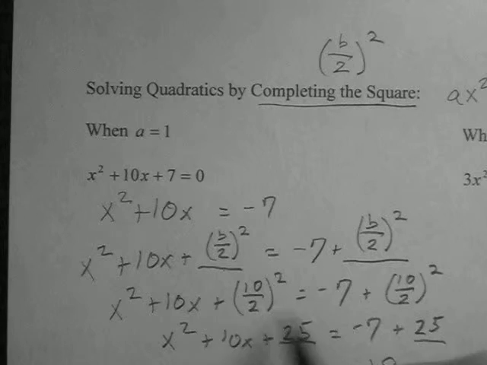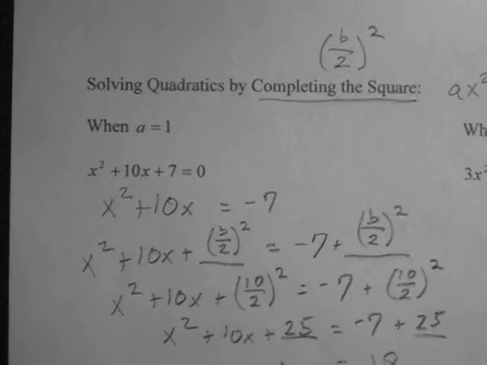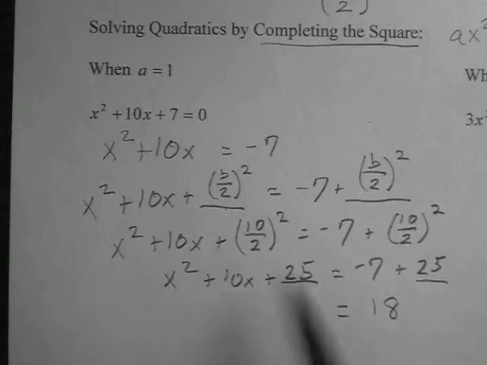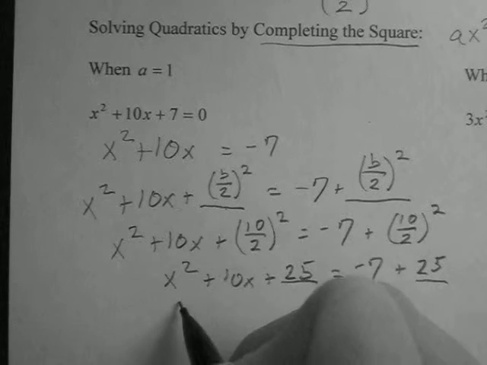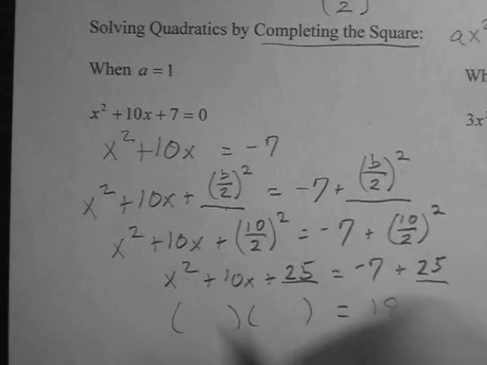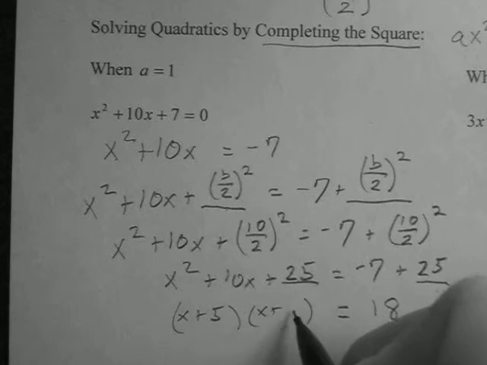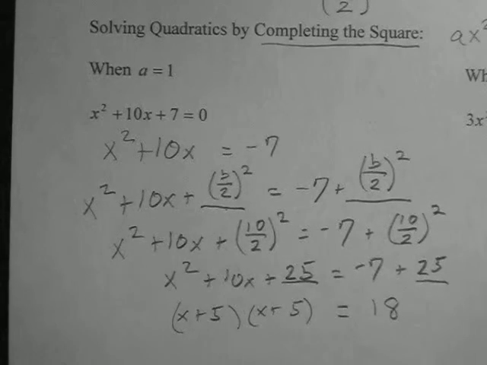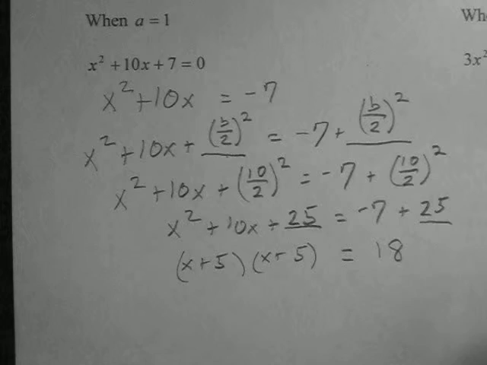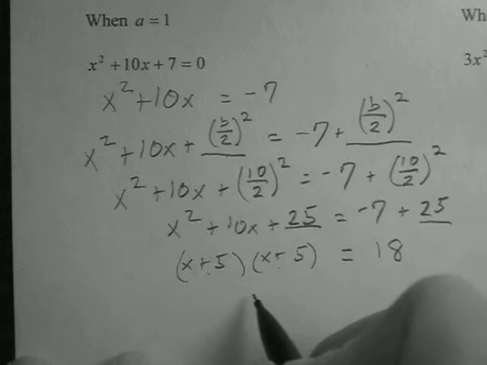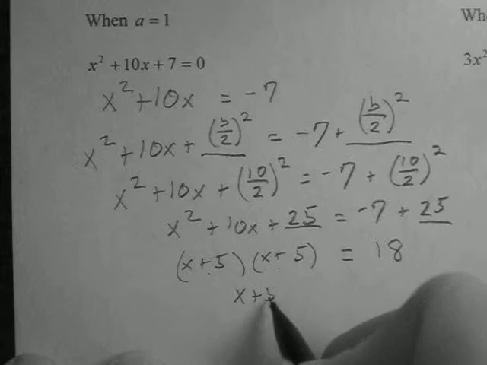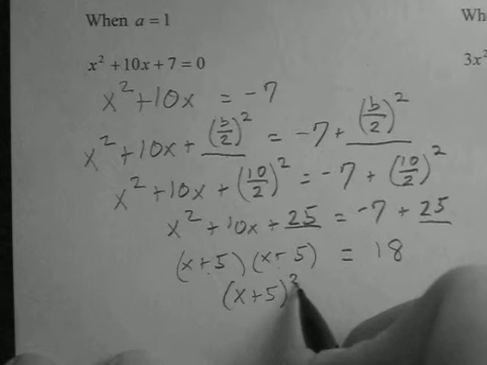And then we factor this, and we're completing the square, so this ends up being a perfect square trinomial, which means that we can factor it as x plus 5 and x plus 5. And if you multiply out those binomials, you'll see it gets us back to where we started from. And since I've written the same binomial twice, I can write x plus 5 squared.